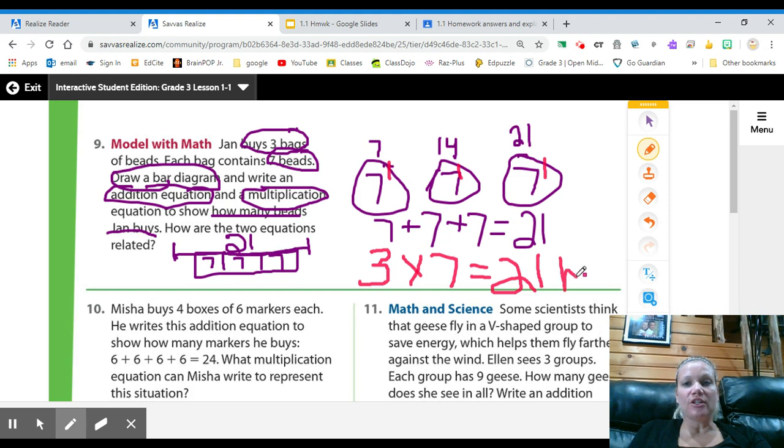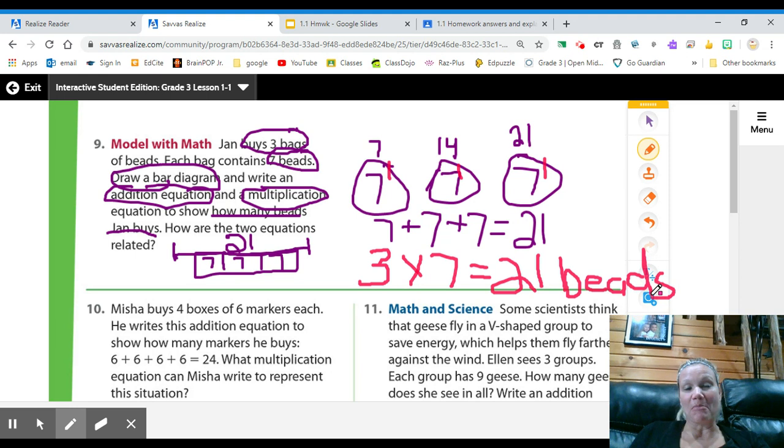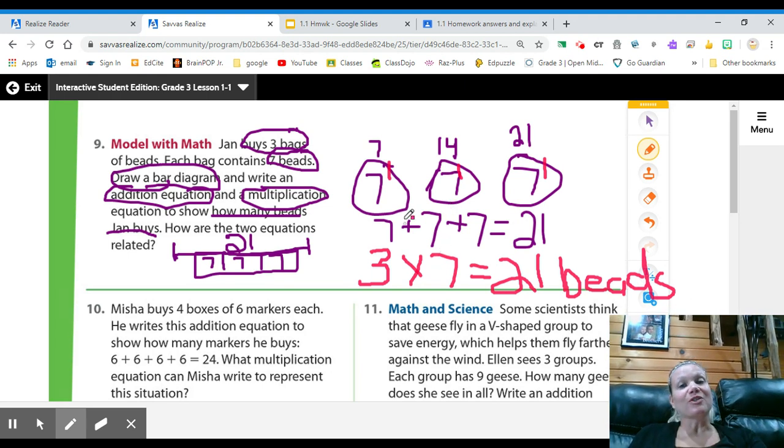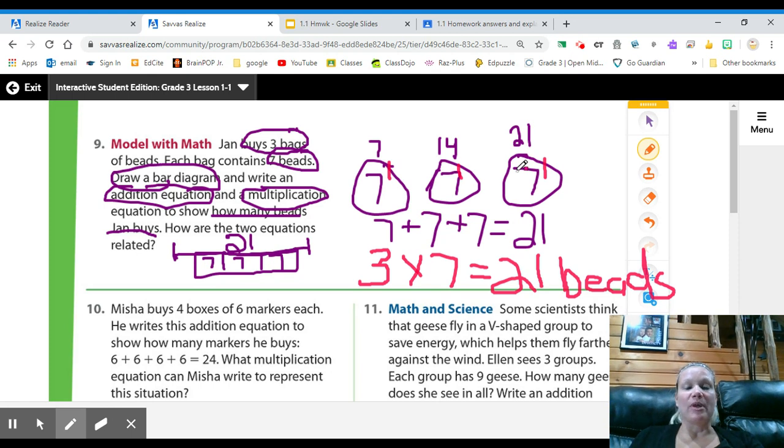We also need to include the label. So when we're talking about 21, what do we mean? Are we talking about monkeys? Bananas? Pies? No, we're talking about beads. So these are 3 different ways: a bar diagram, repeated addition, multiplication. I also drew a picture to help me better understand this problem.